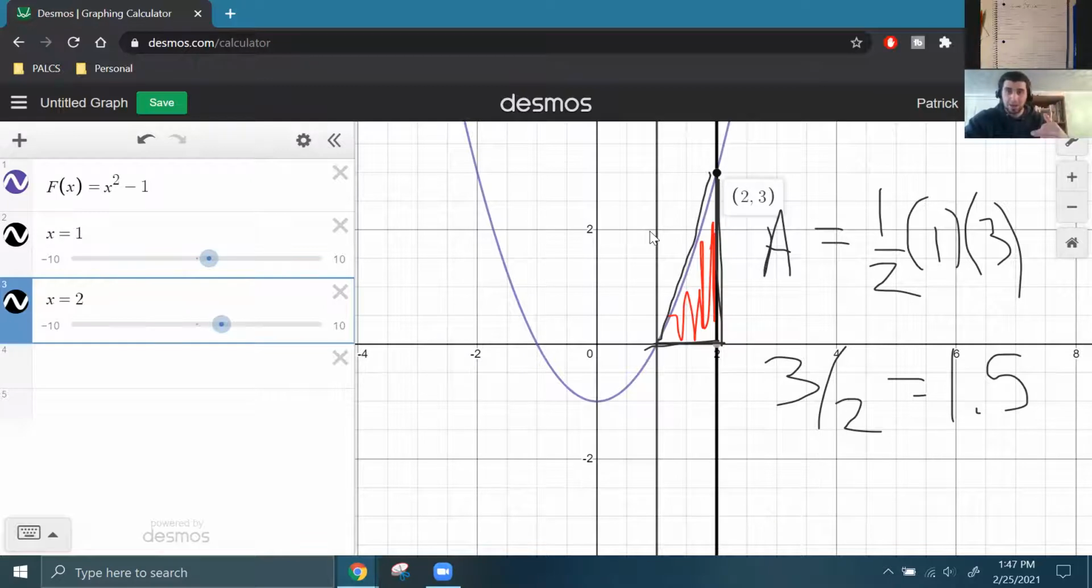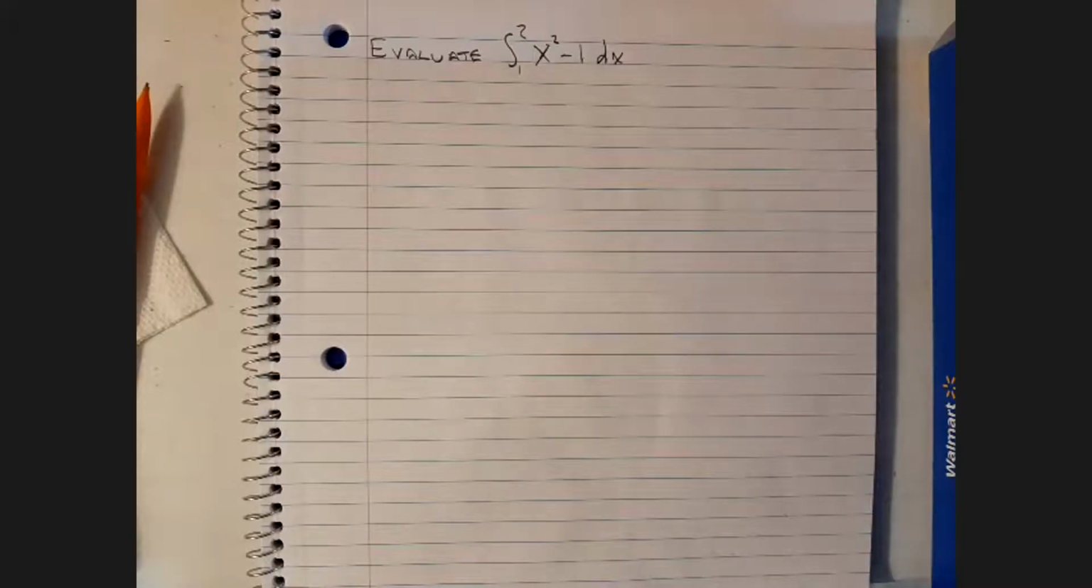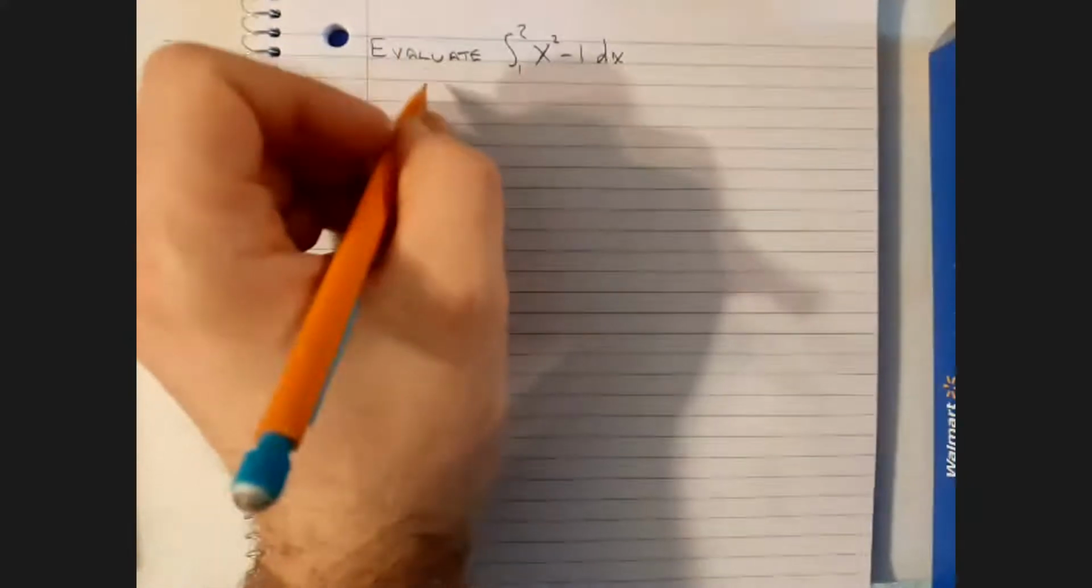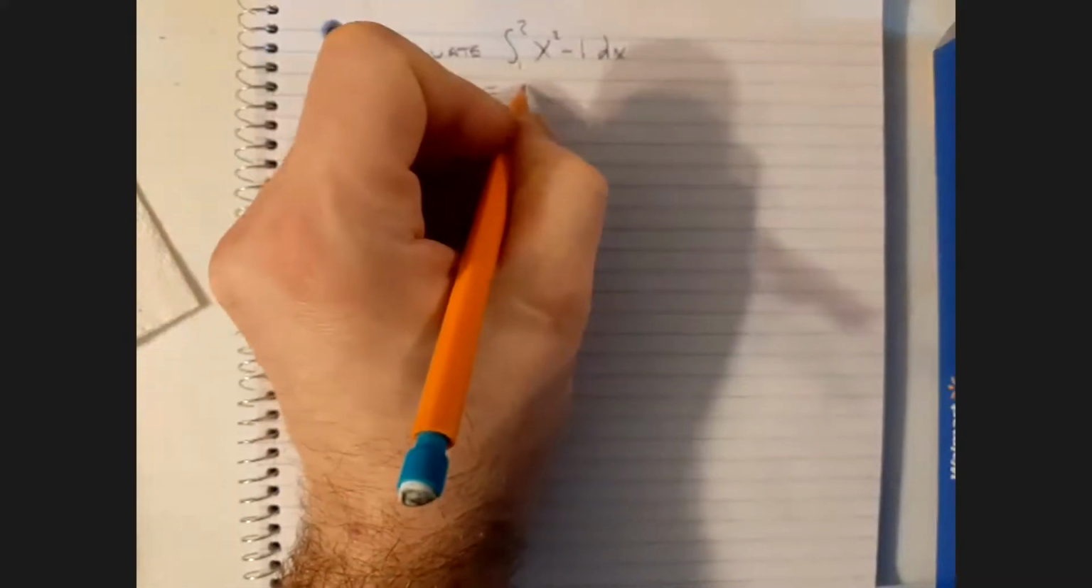My answer shouldn't be negative because none of the region is below the x-axis. All the region is above the x-axis, and it's kind of inside that triangular shape. So I know it should be about 1.5. So if I get a negative, if I get 0, if I get something much larger than 1.5, I did something wrong there. Okay, so first thing we want to do is take the antiderivative.